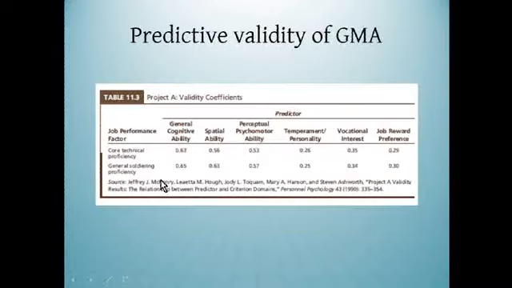So here we have more results from a large-scale validation study. We see that for core technical proficiency, the validity coefficients from various cognitive ability tests, including general cognitive ability, are pretty high. They're getting pretty high up there. Other things like personality, vocational interest, job reward preference, not so much. We see much lower validity coefficients here, class.